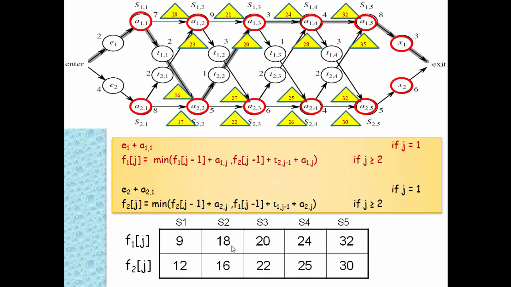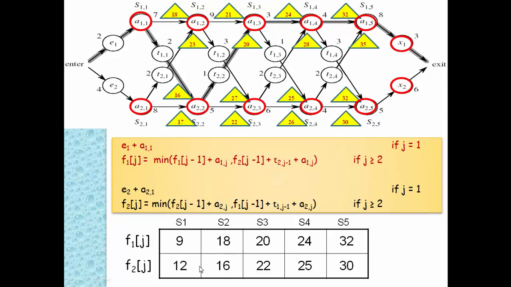See, this is the matrix to find the solution of our assembly line scheduling. Among all these values, we have to identify the minimum value, and we can find the solution. We can find the path which requires the minimum time to produce one car. So how can we find the path from this matrix?